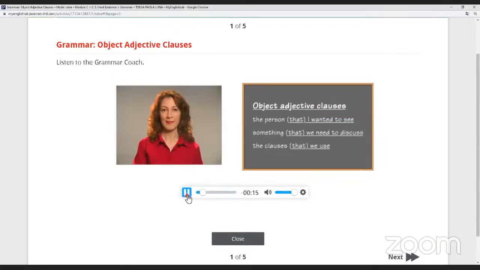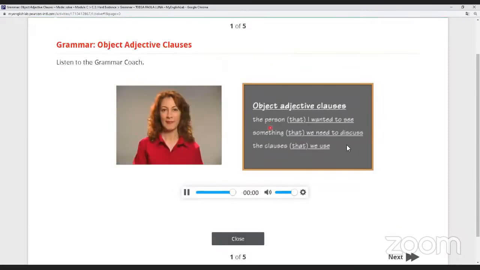Hi, you're just the person I wanted to see. There's something that we need to discuss today. It has to do with object-adjective clauses. These are the clauses that we use to identify the object of the sentence. Let's take a look at them.